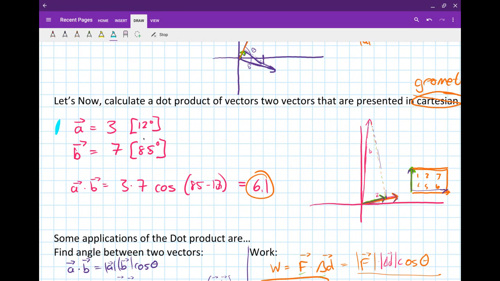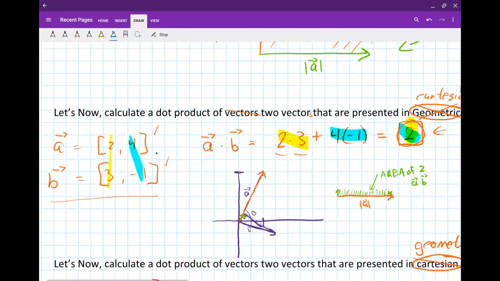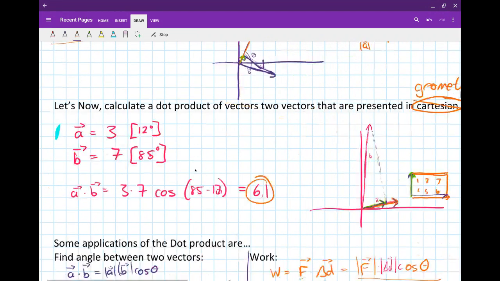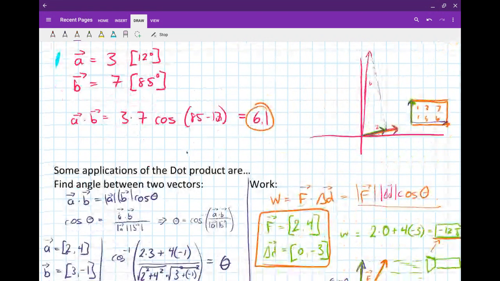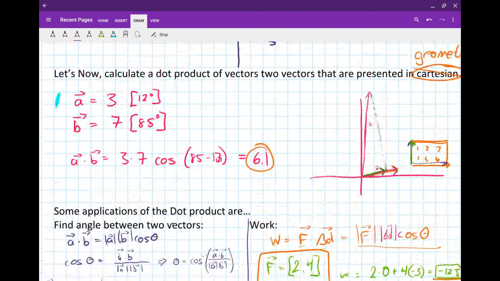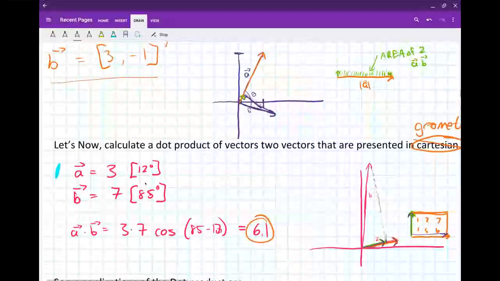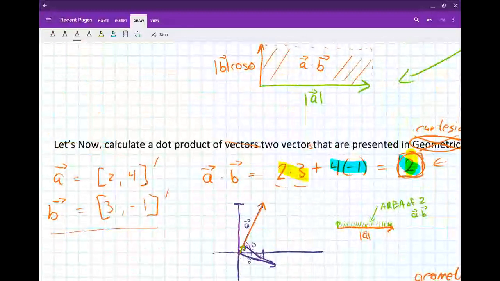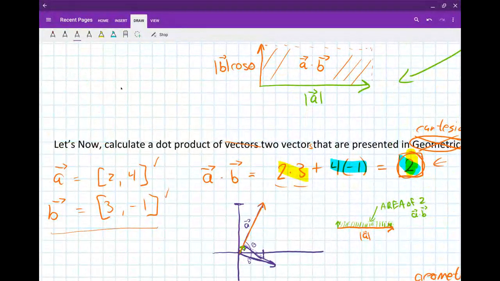That is the geometric interpretation of the dot product. It just so happens in this question the vectors were given to us in geometric notation, while in the above question they were given in Cartesian notation. But conceptually, the concept is exactly the same. And that was it. Some applications of dot products are coming in a separate video. That was the idea of the dot product.